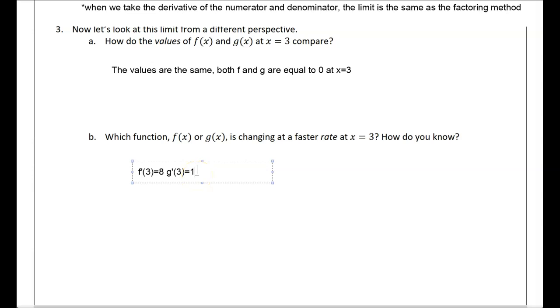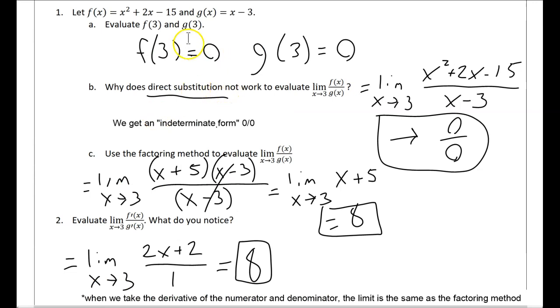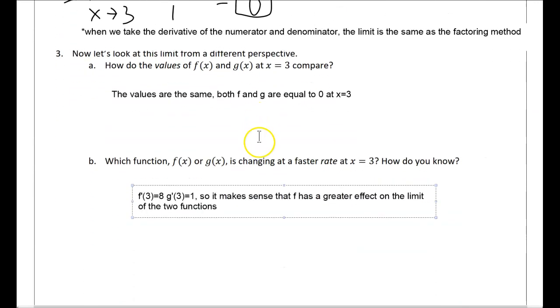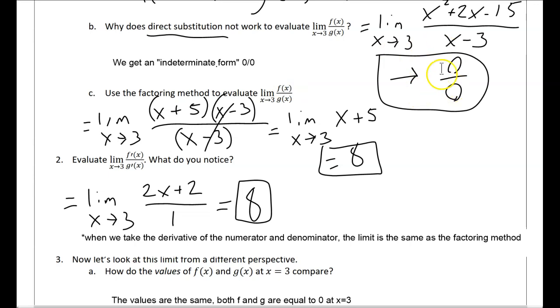So why does this matter, right? Well, if f has a bigger growth rate, it will also have a bigger effect on the limit of the two functions. So another way to interpret our limit, right, is how is the ratio of the two functions changing at that value? And the answer to that question can help us take the limit when we get a result like 0 over 0.